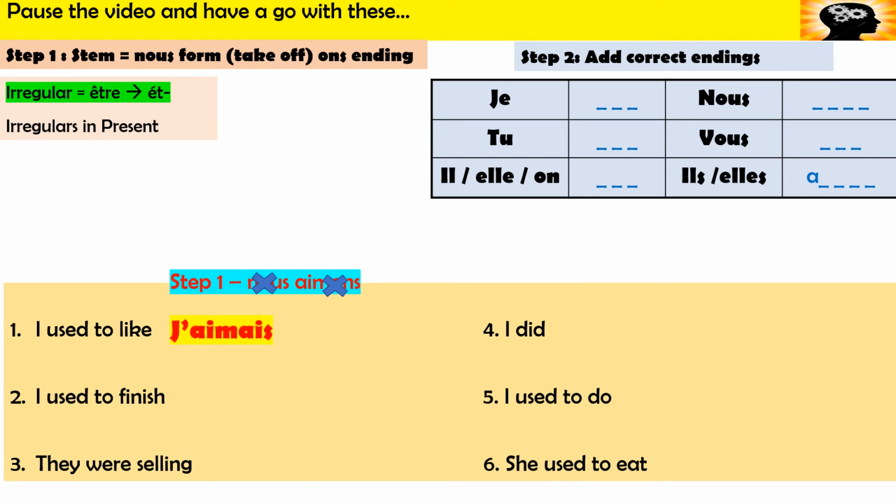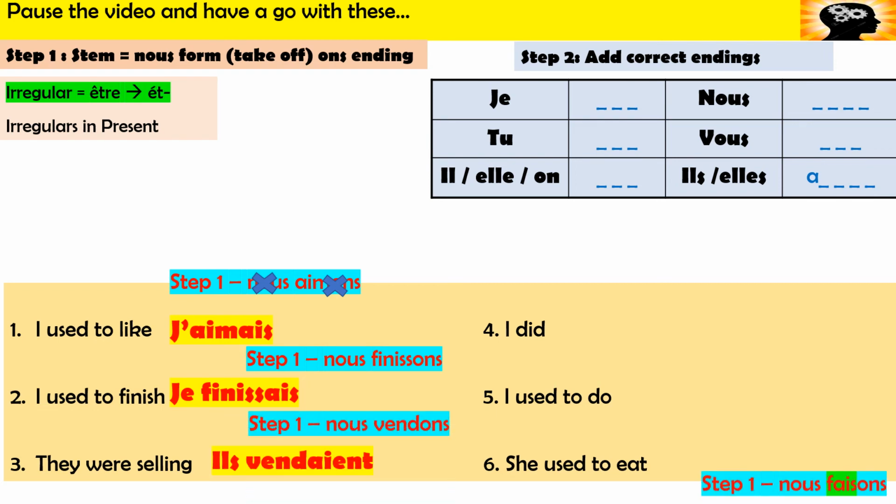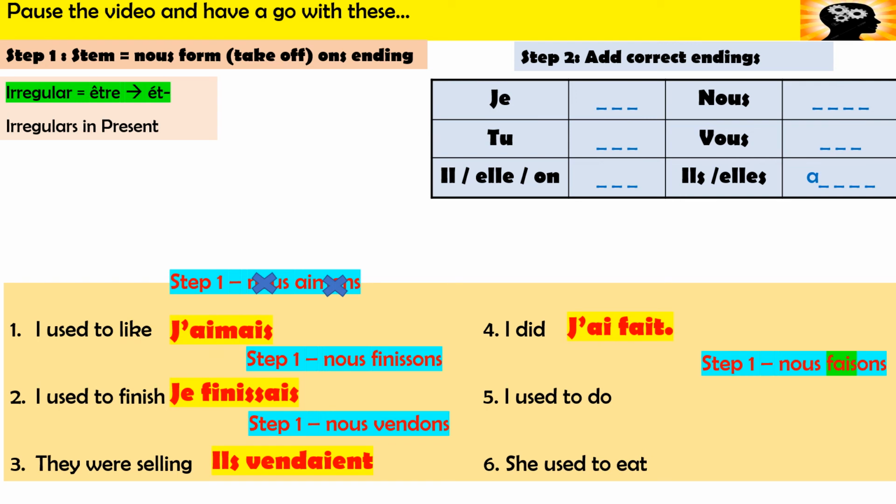An IR verb is always going to cause you difficulties because of the ending. Nous finissons, take off the ONS, and you've got je finissais. Doesn't that look crazy? They were selling, vendre. Nous vendons, so VEND is your stem, so it's ils vendaient. Voilà.